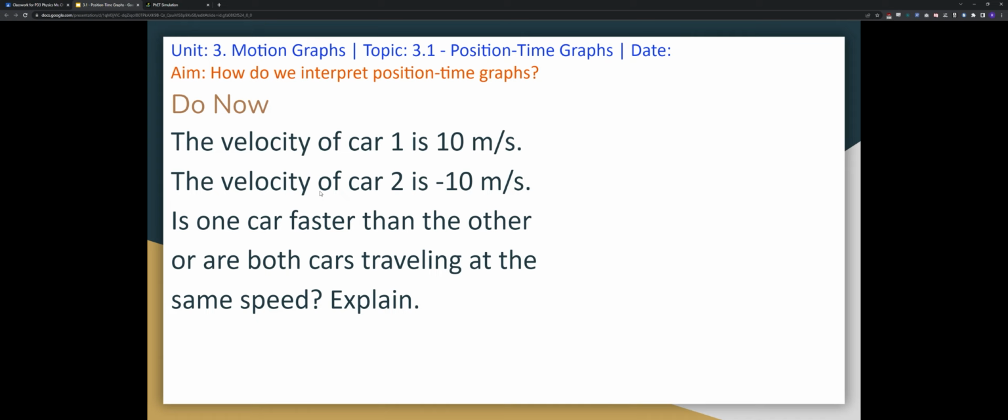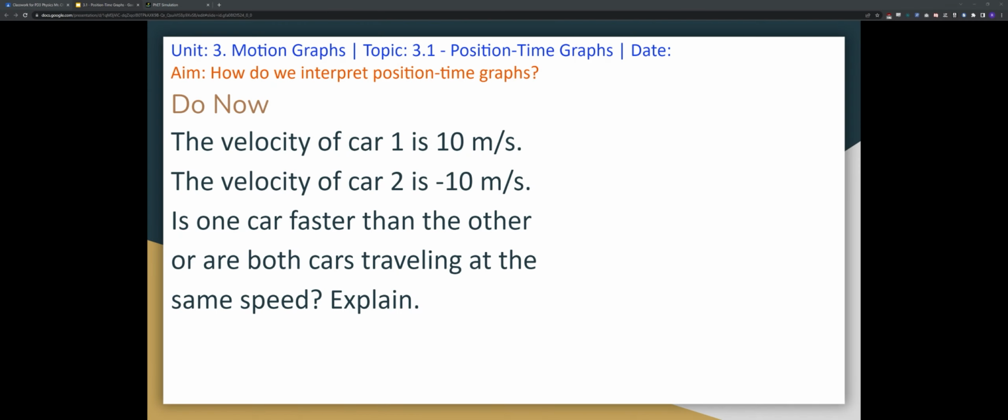So the question here says, the velocity of car 1 is 10 meters per second, and the velocity of car 2 is negative 10 meters per second. The question says, is one car faster than the other, or are both cars traveling at the same speed? And explain.